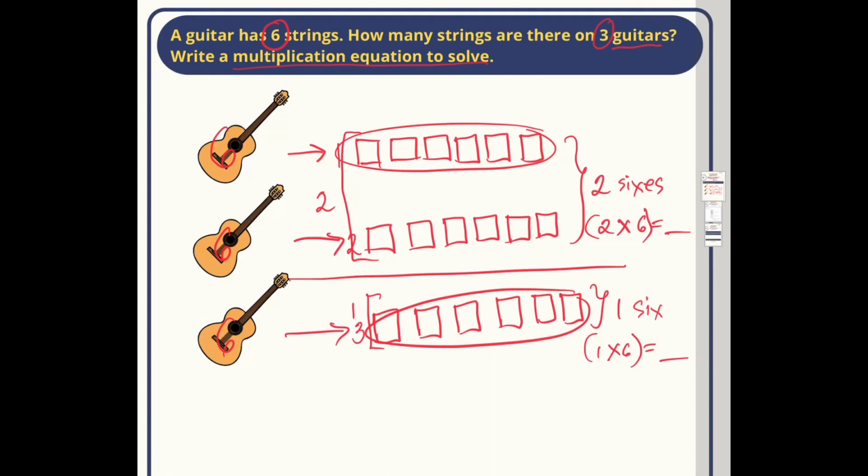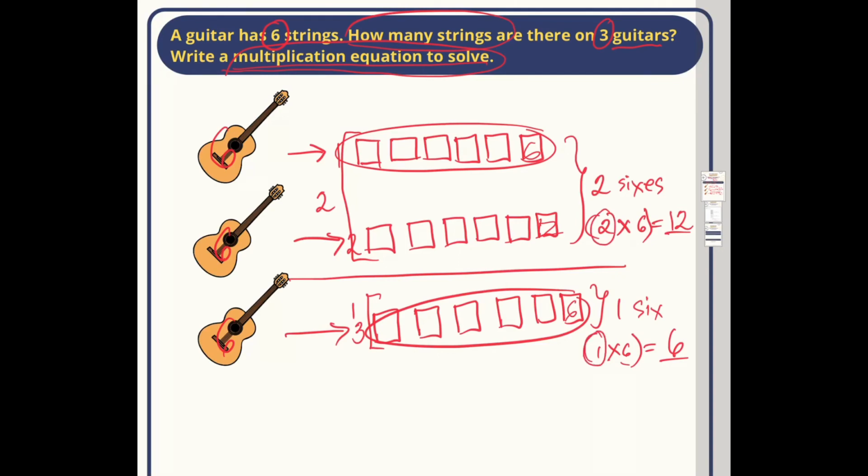Now it's time for us to get the total because it says how many strings are there on 3 guitars. So what is 2 times 6? You skip count by 6. We have 6, 12. So the answer here is 12, and the other one is too easy. 1 times 6 is 6. So now that we have the totals of the 2 arrays that we came up with when we broke it down, we can now write our multiplication equation to solve.